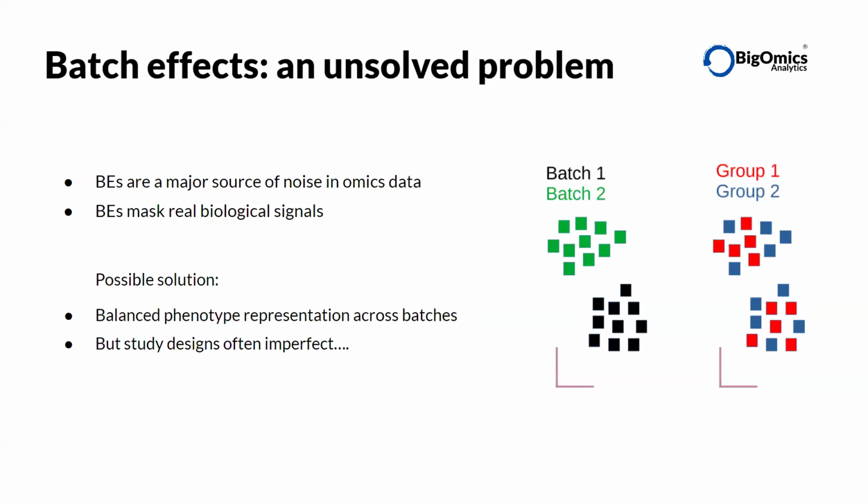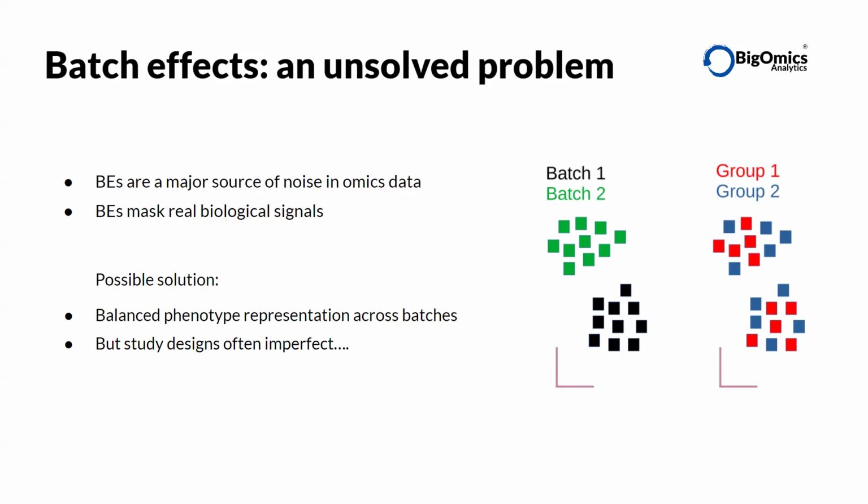You all know how important batch effects are, and there are lots of demonstrations that batch effects are a serious problem because they mask real biological signals. Unfortunately, they reduce reproducibility, and they also induce false positives to some extent. So ideally, we can have a balanced phenotype representation across batches, which would be the ideal design because batch effect will be buffered. But unfortunately, study designs are often imperfect.